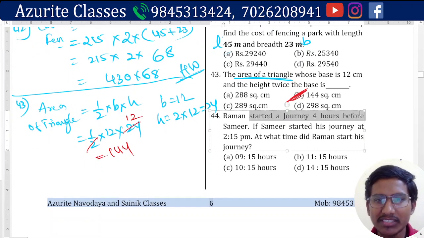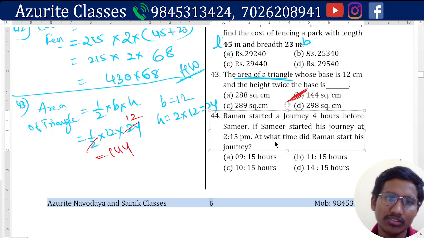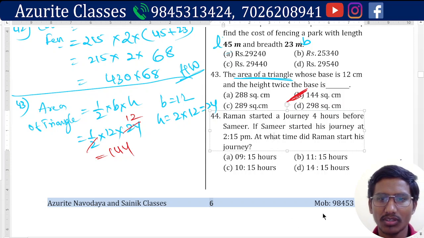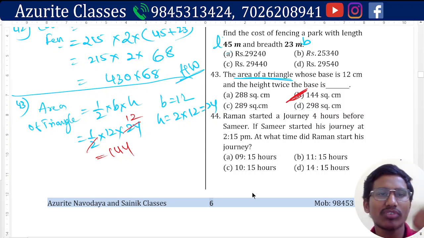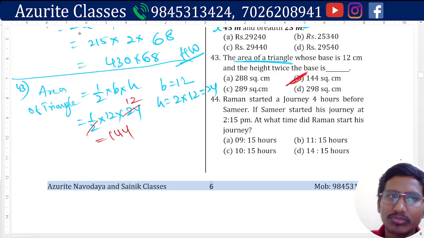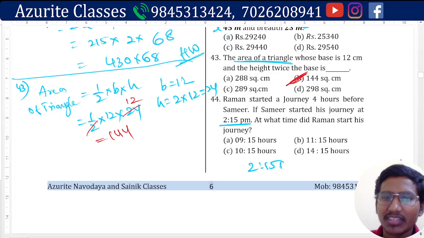So Raman started a journey 4 hours before Samir. If Samir started his journey at 2:15 p.m., what time did Raman start his journey is the question. Samir started at 2:15 p.m. Before means we have to minus it, right? So from 2:15 p.m. you have to minus 4 hours.